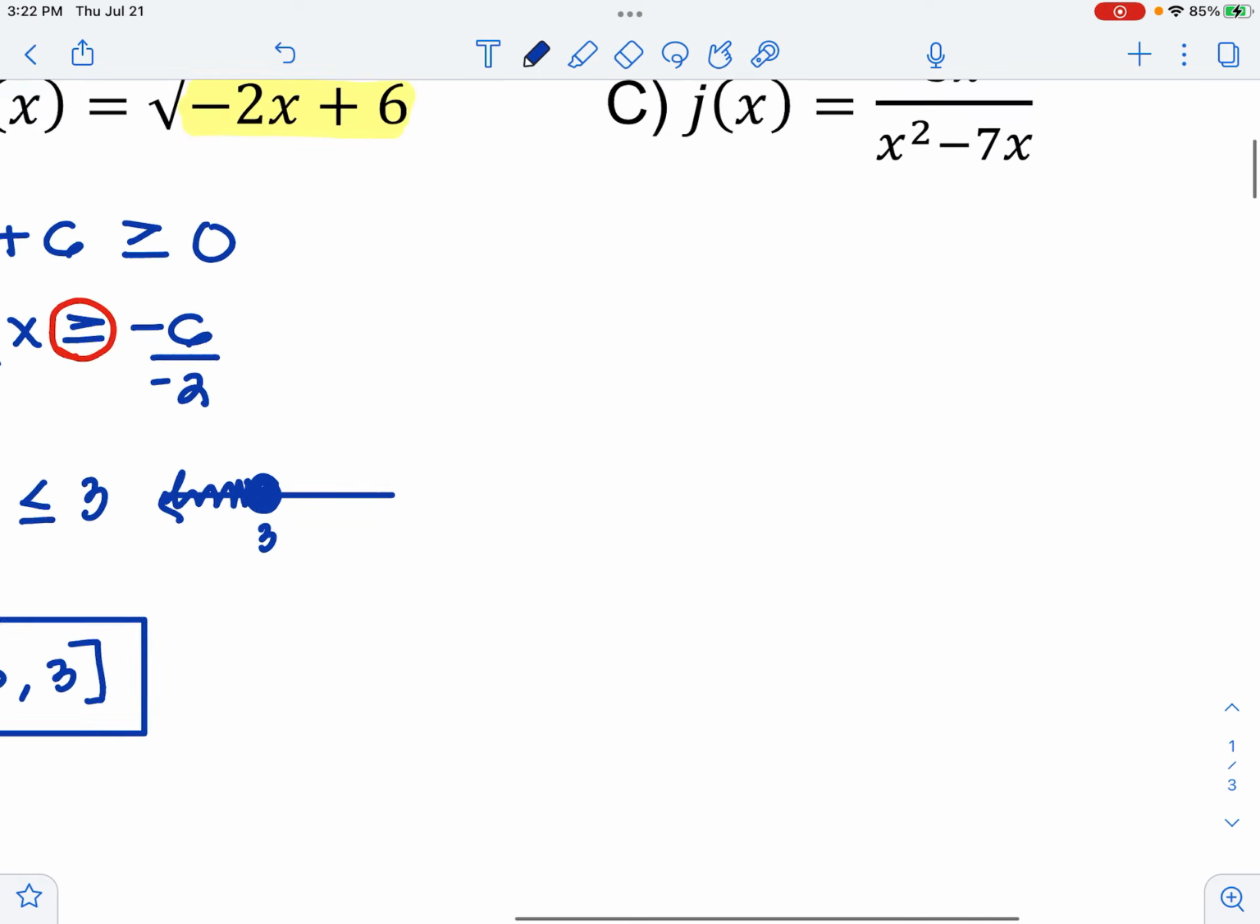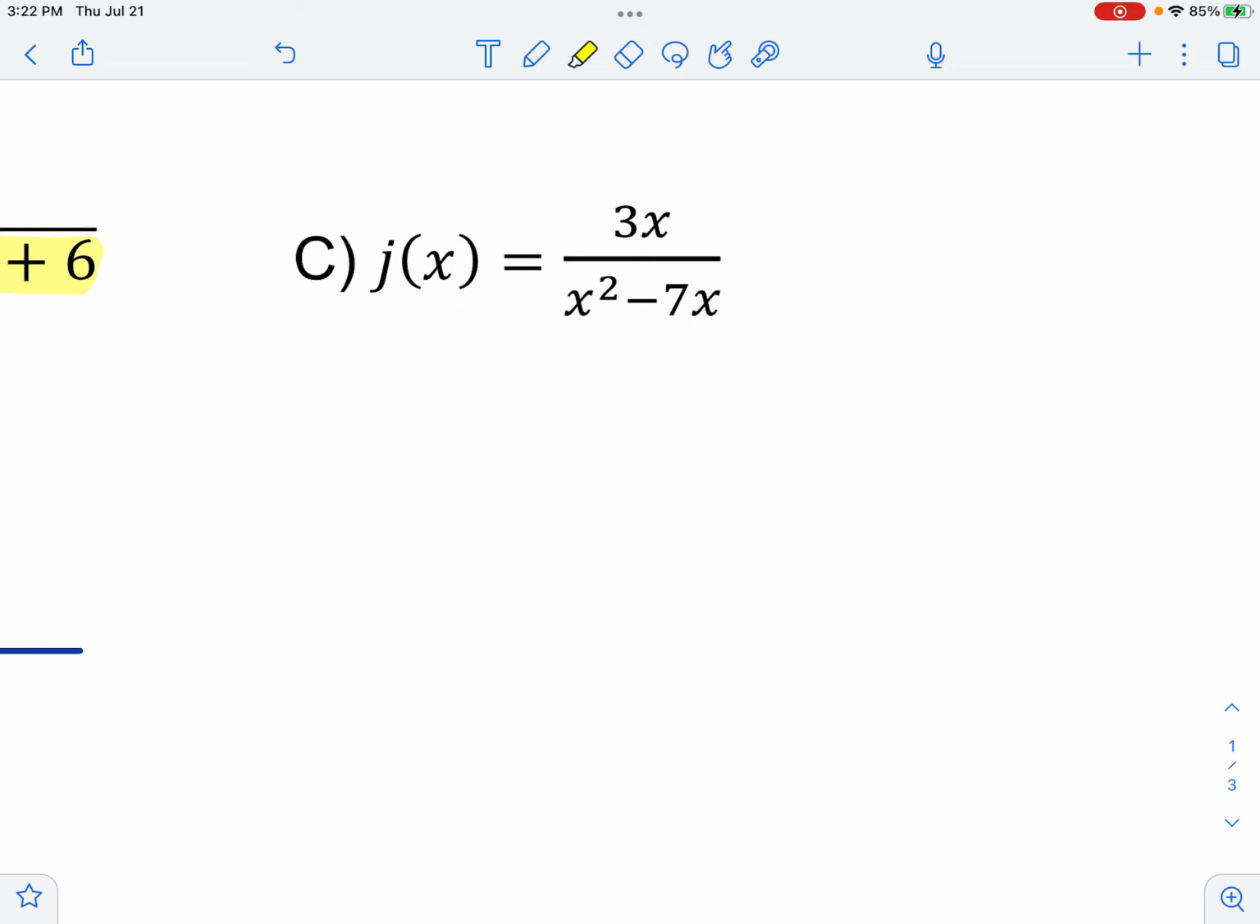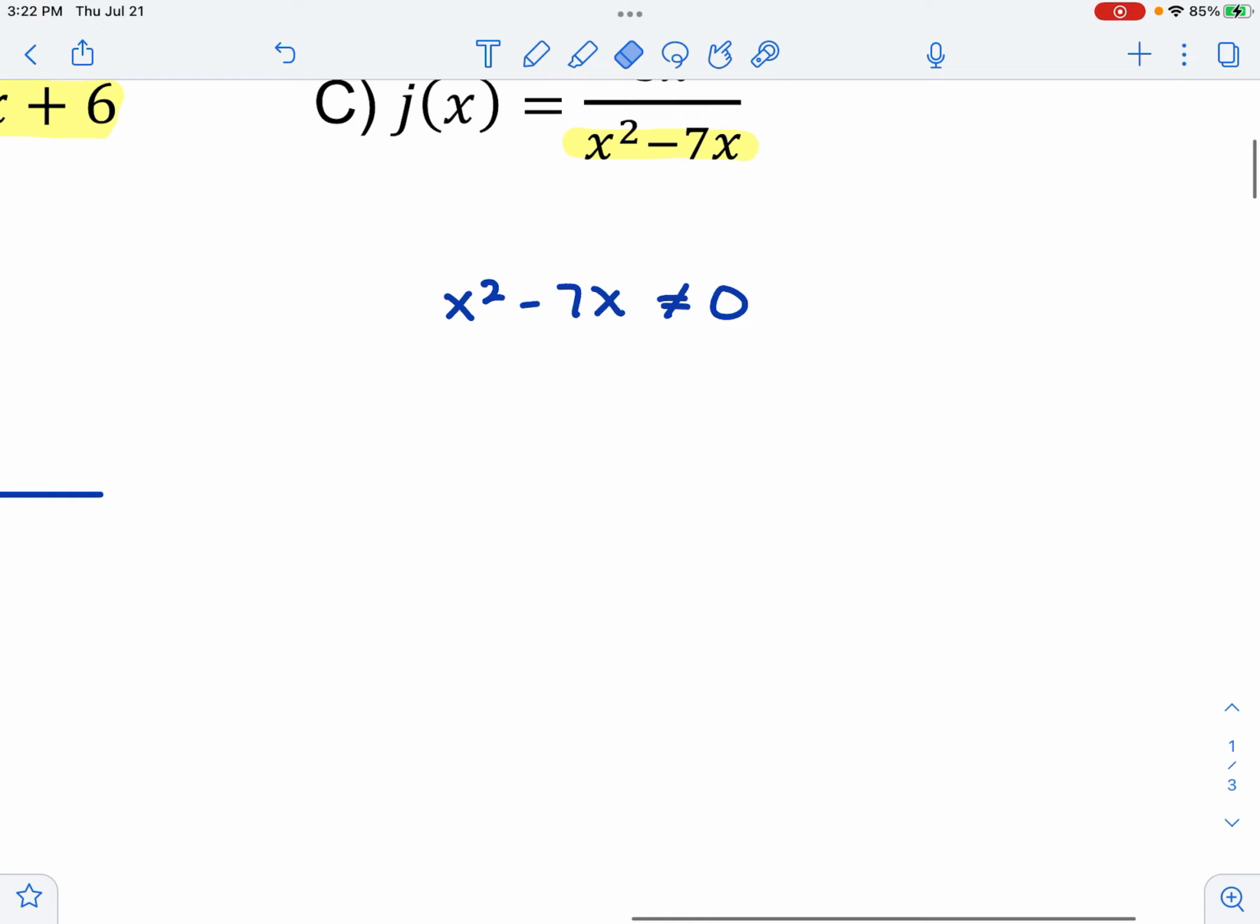Okay, the very last part in the opener, there is a denominator. We know that denominators cannot be 0. So we're going to say x squared minus 7x cannot be 0. This is a quadratic. The first thing I ask myself is, can I solve by square rooting? I cannot because there's an x in the problem. If it was just x squared, so if it looked like this, I could add 7 and square root. But since there's an x, I can't do that.